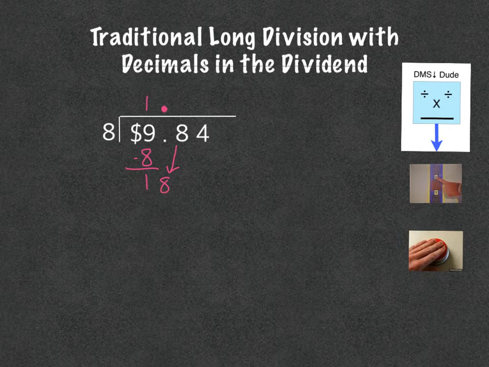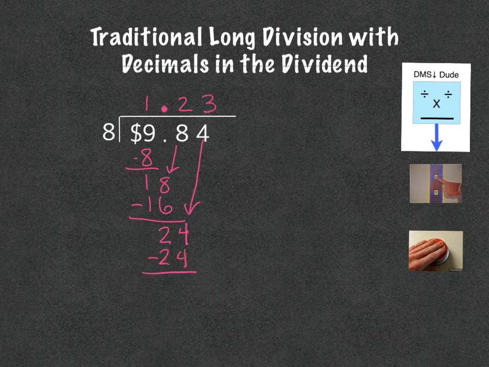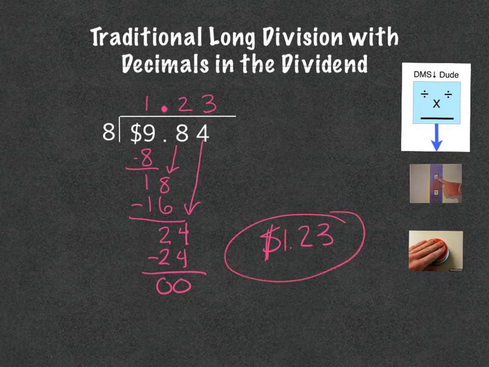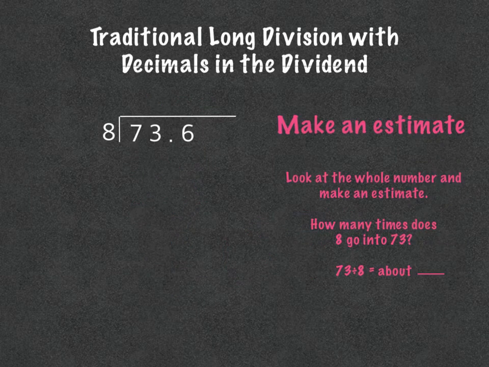Okay, once I bring down my 8, 8 goes into 18. How many times? It goes in twice. 2 times 8 is 16. Subtract and I get 2. Bring down my 4. How many times does 8 go into 24? It goes in there 3 times. 3 times 8 is 24. Subtract and I get 0. So my answer is $1.23. And so our estimate matched up.